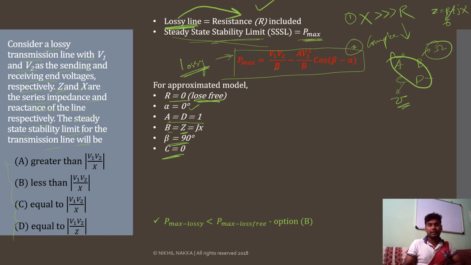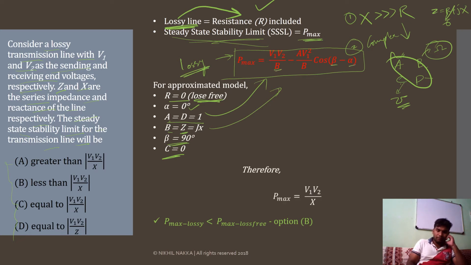Usually we also neglect the shunt branch or the shunt capacitance in the particular transmission line, because the value of shunt capacitance is also very small. So like that we will be neglecting it. So this is the approximate model, or you can say loss free model. When you apply all these conditions, when you keep B equal to jX, beta equal to 90, alpha equal to 0, finally what you get is P max as V1 V2 by X.